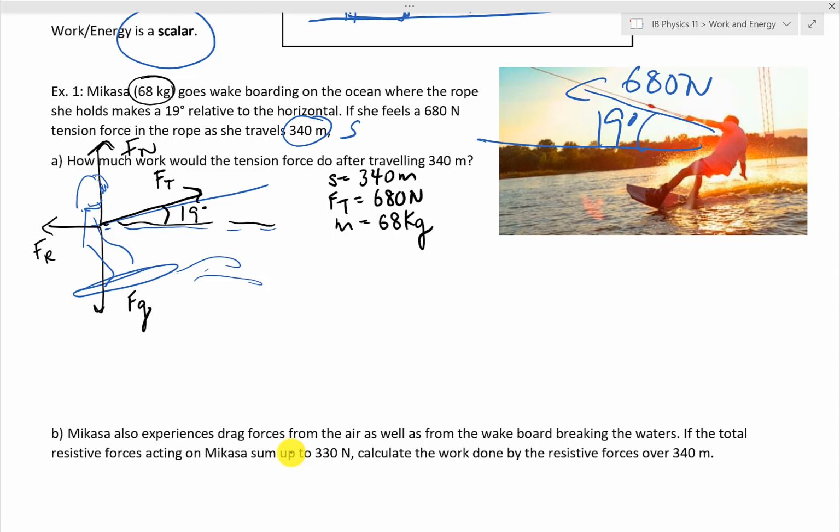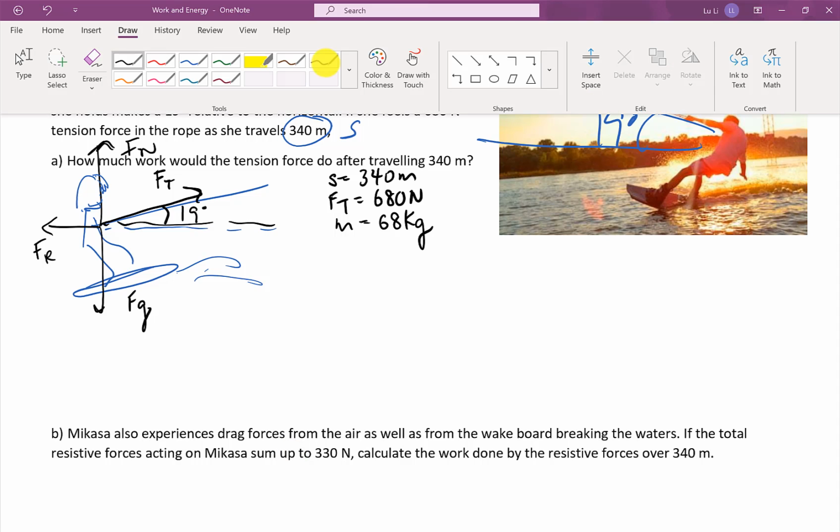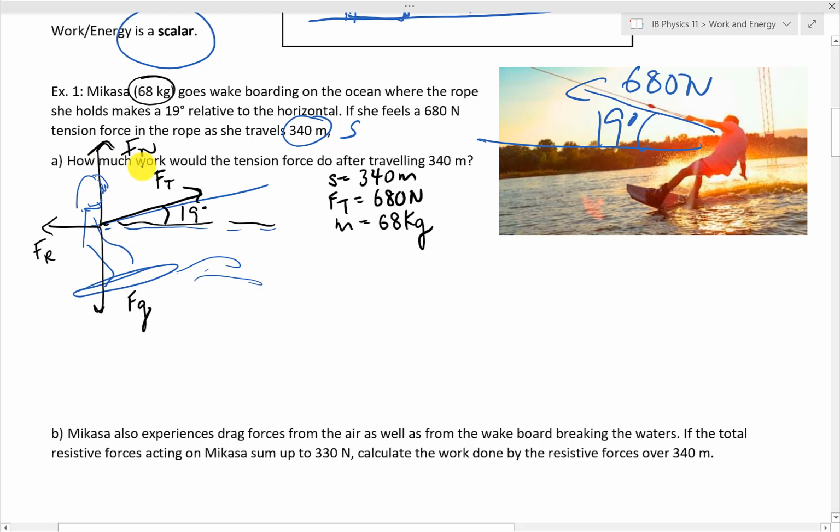Now here's the interesting thing, and this is what I want you to get out of this problem: the question is asking for how much work would the tension force do. It's not asking for any other force, it's just asking for the tension force. So I don't need to care about Fn, Fr, or I don't even need to care about Fg. So the mass was not even needed.